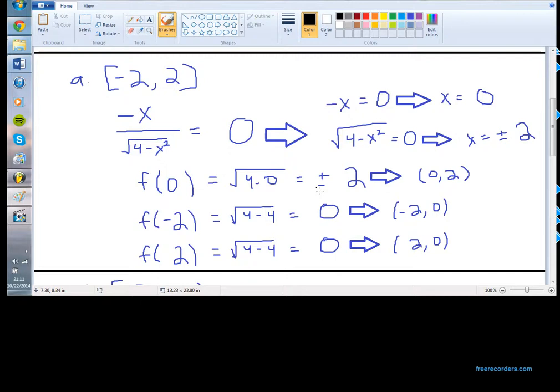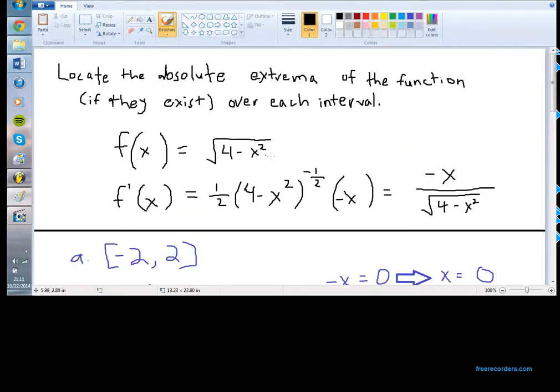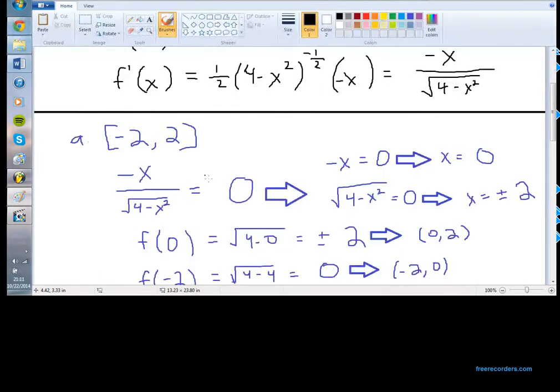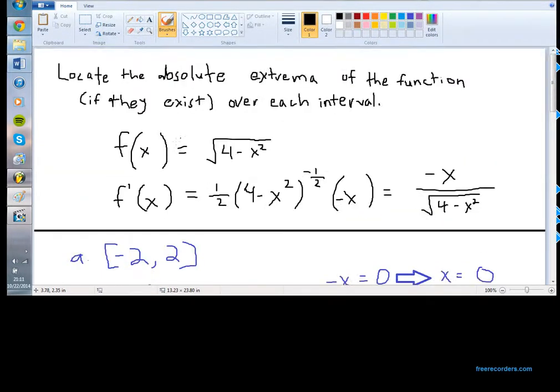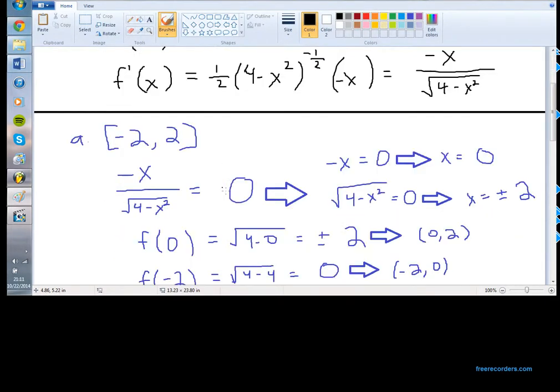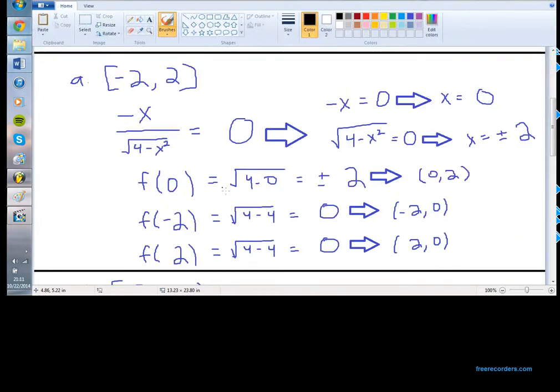Now, y cannot equal negative 2 because this can never be a negative number, because of the square root. You can't take the negative of a square root, or you can, but it won't be real. Okay, so there's an absolute maximum at 0, 2.